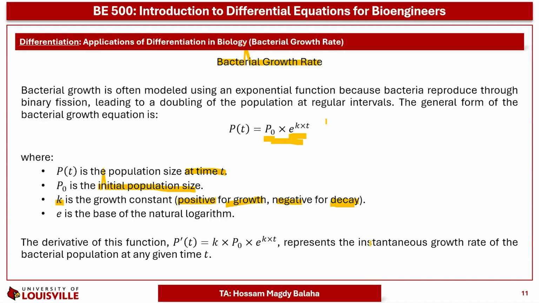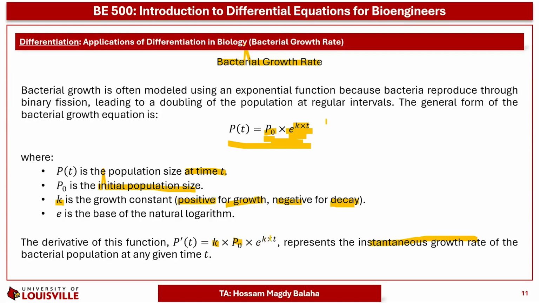To get the instantaneous growth rate of the bacterial population at any given or a specific time t, simply find the derivative of that function. So this constant will remain as it is. e to the power of kt has a derivative of e to the power of kt multiplied by the derivative of the inner function, which is k multiplied by t. The derivative of kt, k is a constant, is k, so the final derivative will be k multiplied by P0 multiplied by e to the power of kt.